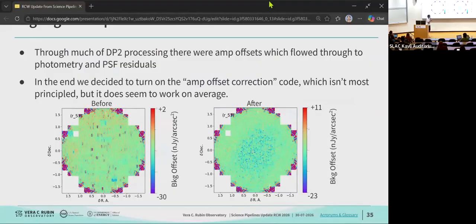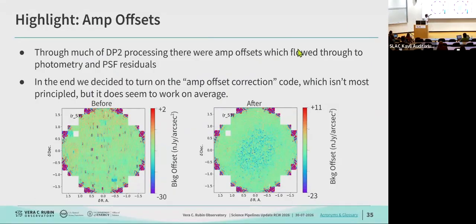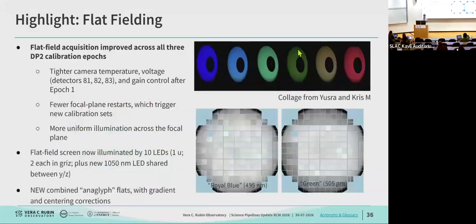So one, title's a bit clipped, but this thing we call our amp offsets. We had noticed in photometric calibration some residual amplifier offsets. We also noticed them in the PSF residuals in very early processings of small pieces of data. We have now turned on this amp offset correction to flatten images. These are small corrections to the image to flatten it. It's not the most principled approach, but we haven't seen any downstream issues with it.